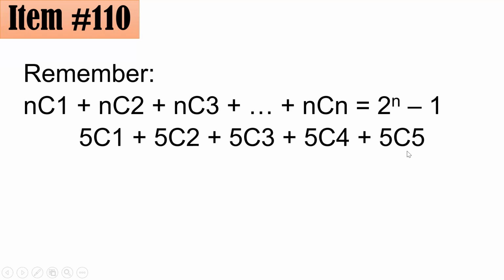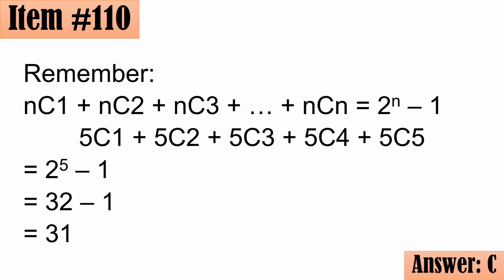Okay? And actually, by using the formula above, this is equal to 2 raised to n, where n is 5, 2 raised to 5 minus 1. And this is 32 minus 1 or simply 31. Letter C. Or if you want, 5C1 is 5.